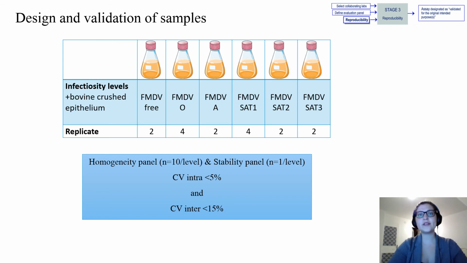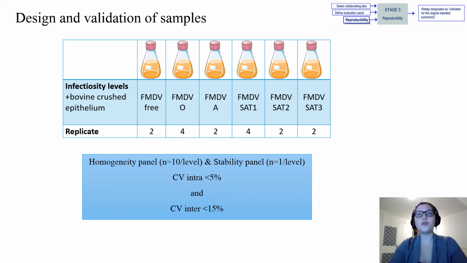The samples were divided into different levels of infectivity with bovine crushed epithelium, FMDV types O, A, SAT1, SAT2, and SAT3. Homogeneity panels consisting of 10 samples per level were assessed before shipping. The acceptance criteria were validated and the samples were considered homogeneous.